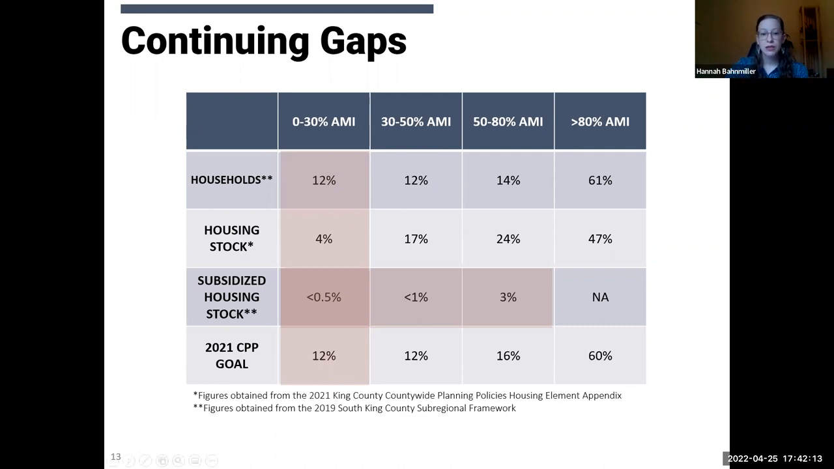We also know that planning for and meeting the housing goals are going to be more stringent in the future. The bottom column, which I mislabeled as the 2021 CPP goals, I was debating whether to use our adopted comprehensive plan goals or the future CPP goals. But the main takeaway is that in the future, the countywide planning policy distributions that they're going to be targeting for are going to be higher than what we've already been planning for in the past.